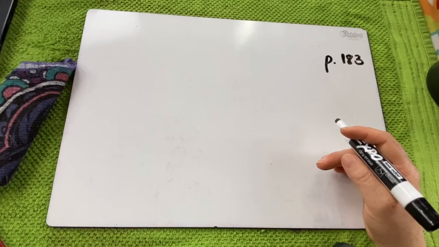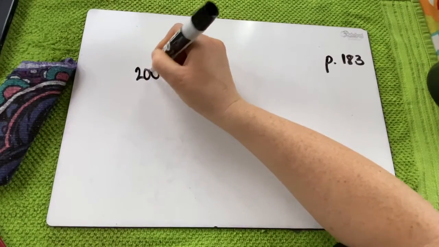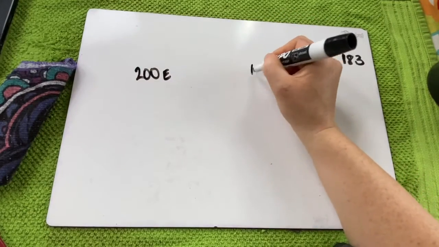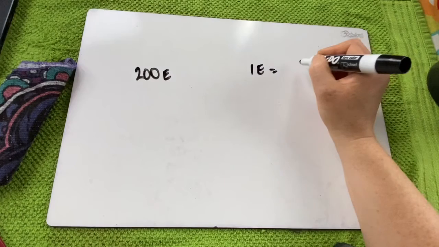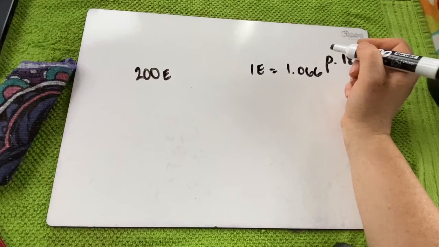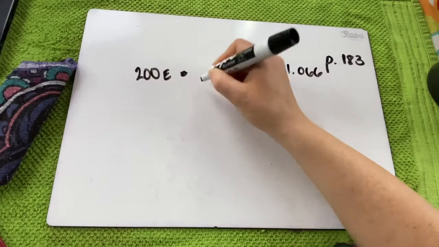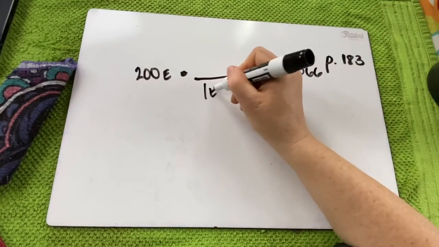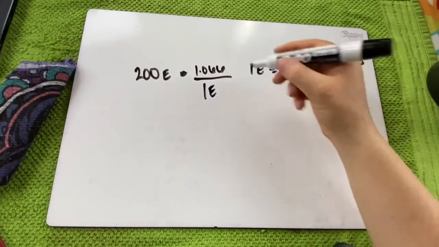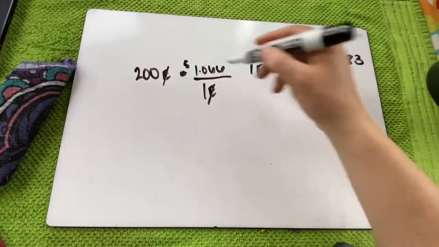Convert 200 euros to the United States dollar. So we have 200 euros, right? And then it says that 1 euro equals $1.066, right? So we need what on the bottom? 1 euro equals $1.066. Okay, so this way the euros can cancel each other out, and we're going to multiply.